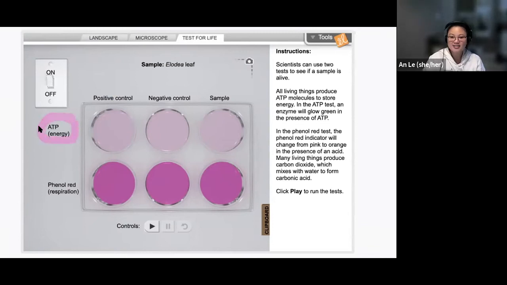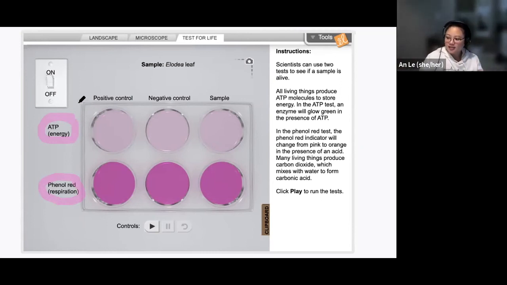Y'all remember ATP from 7th grade? It's just energy, okay? The fact that I can breathe and talk to y'all, I have ATP being produced. The second thing that living things make is acid because they undergo respiration. When you're exhaling, you undergo respiration. So this is 7th grade review for y'all because you learned about photosynthesis and respiration.